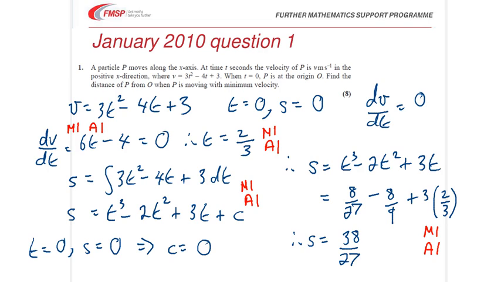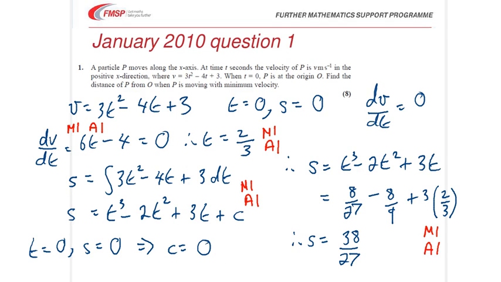So using the fact that dv by dt is 0, all we have to do now is find dv by dt by differentiating, and that gives us t equals 2/3. So now we know that we need to find the distance when t is 2/3. So we've got a choice. We have to integrate, but we've got a choice whether we integrate between limits or integrate indefinitely and find c, which is what I've done.